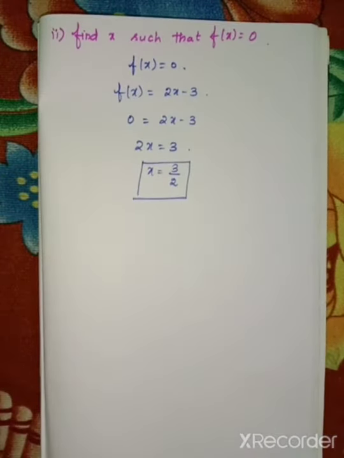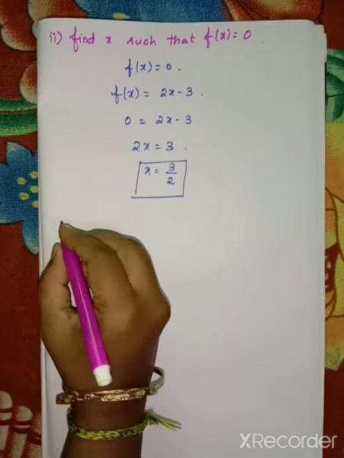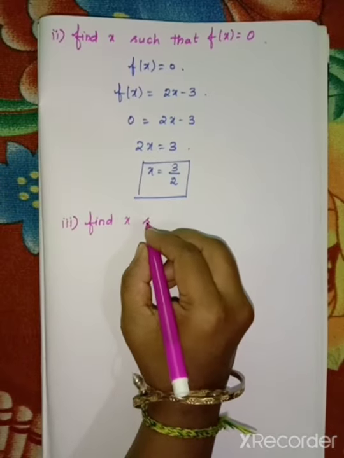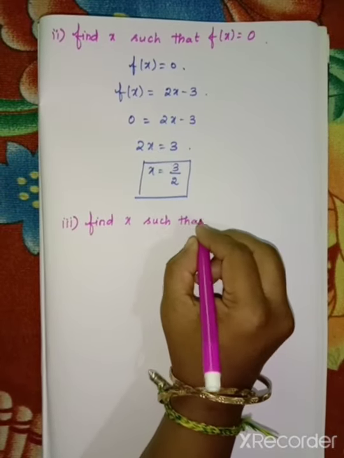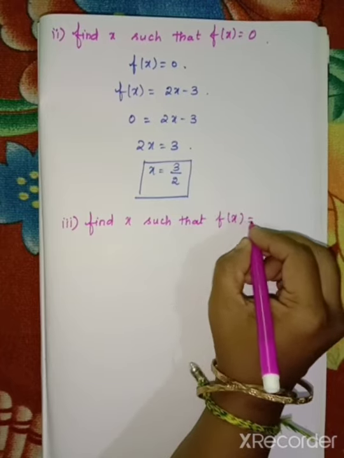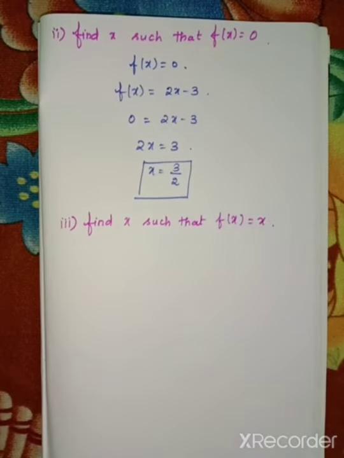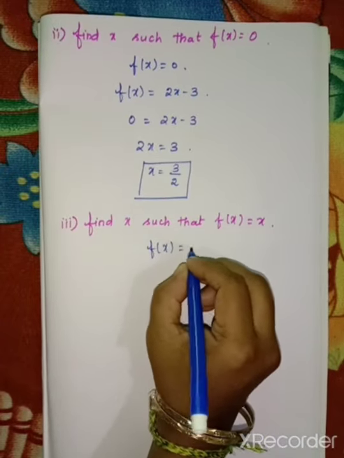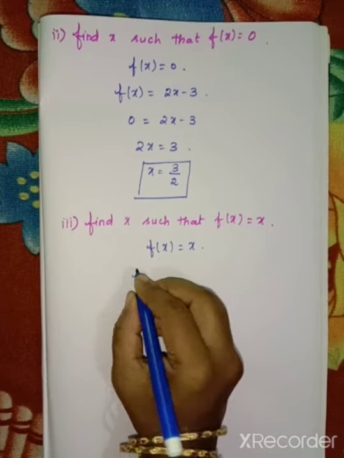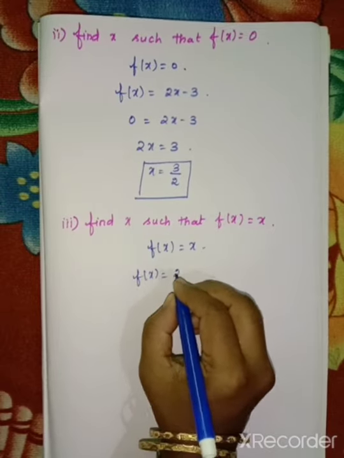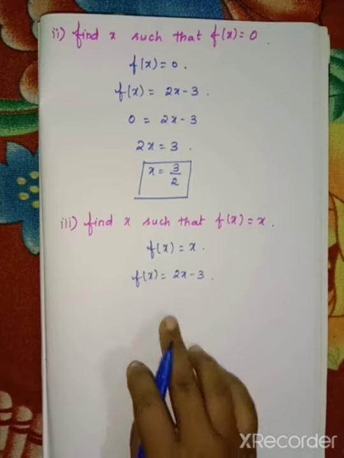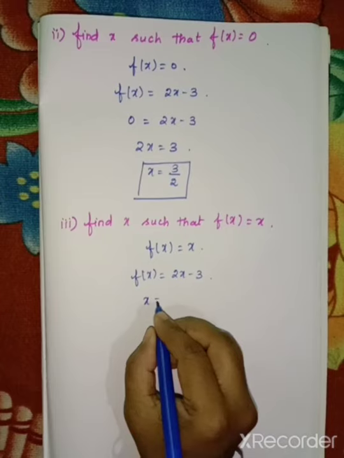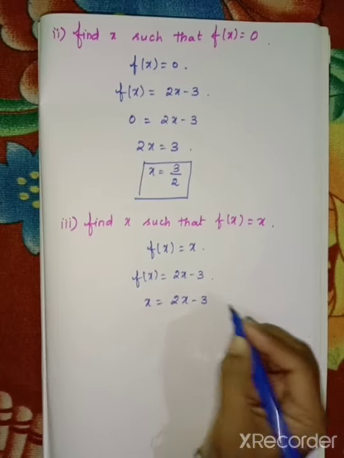Likewise, the third subdivision is find x such that f of x equal to x. Here the given is f of x equal to x, but in the question they have given f of x equal to 2x minus 3. So in place of f of x you have to substitute x. So x equal to 2x minus 3.